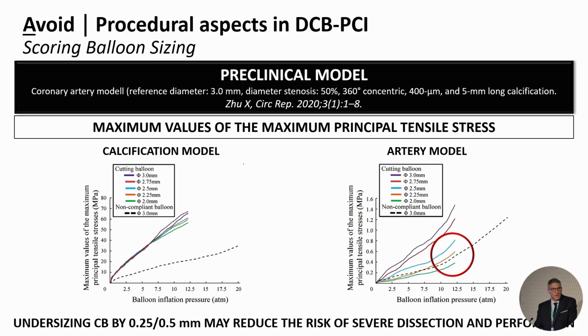When using a scoring balloon, size is important, and I'd like to come back to this experimental study from a Chinese team published a few years ago, showing that downsizing the cutting balloon by 0.25 or 0.5 millimeters actually allows achieving the same maximal principal tensile stress in an artery model when compared to a 1-to-1 non-compliant balloon inflated at high pressure. And therefore, by downsizing the cutting balloon, we may reduce the risk of severe dissections and perforation that may complicate these procedures.